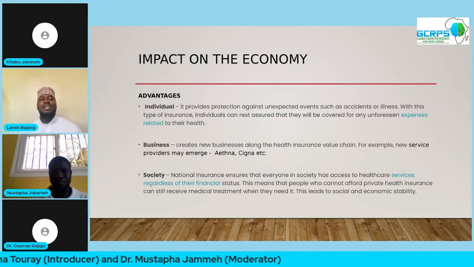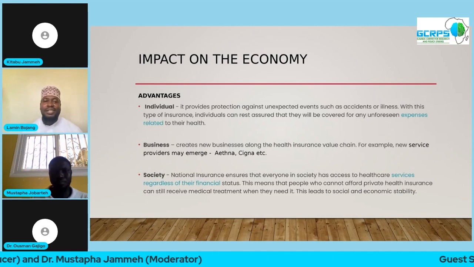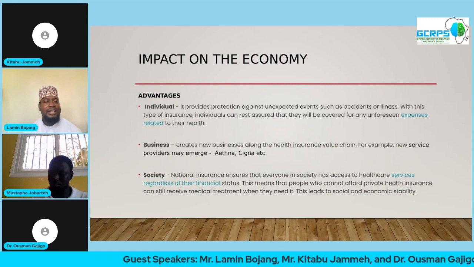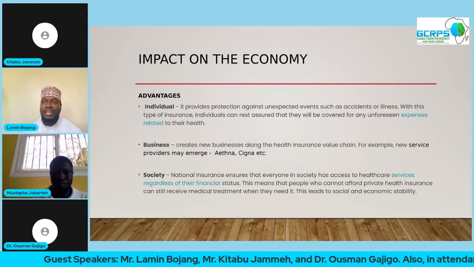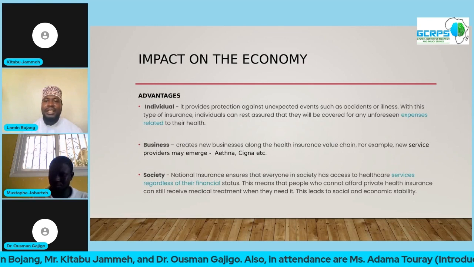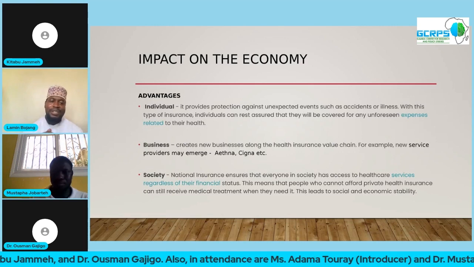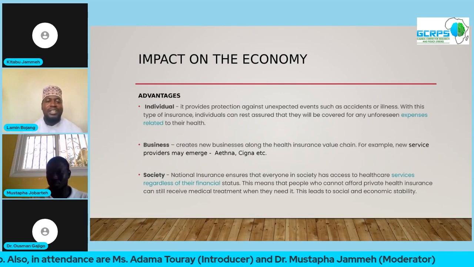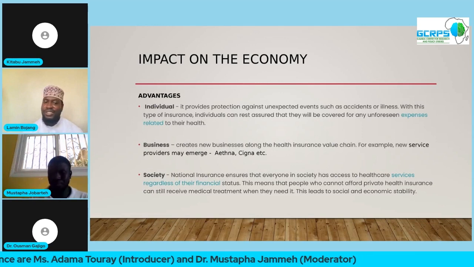So now the question is its implication on the economy. Here, we are trying to look at both the positive and the negative aspects it will have on the economy. I will categorize them in three baskets, where we look at the impact on the individual, business, and society.